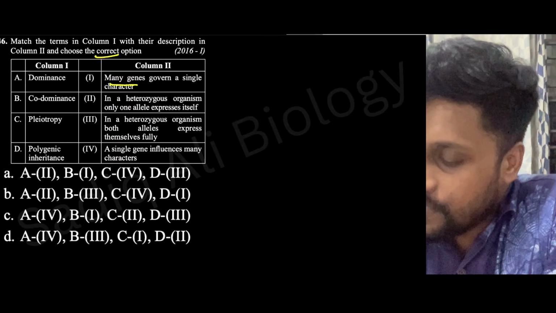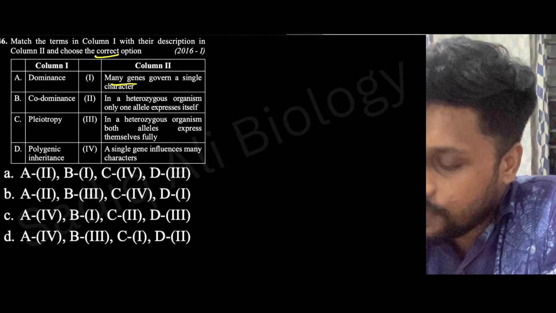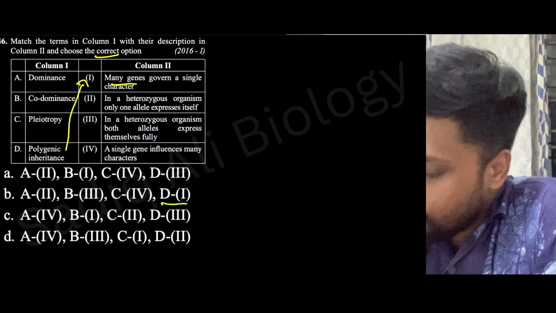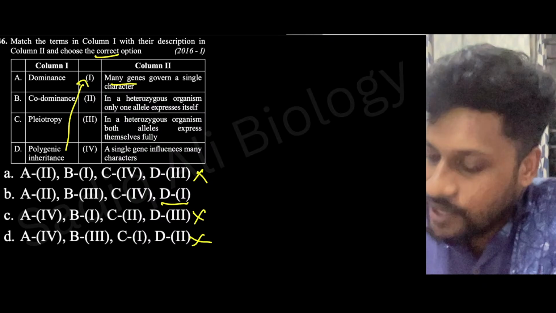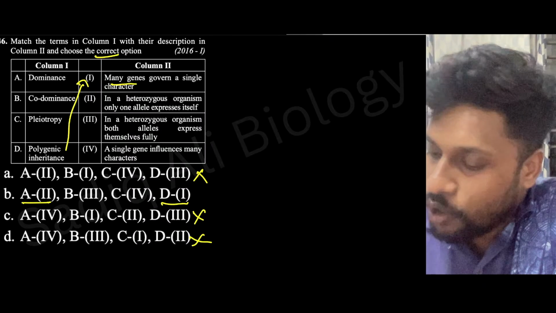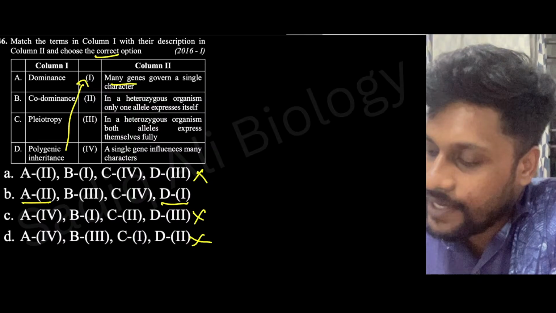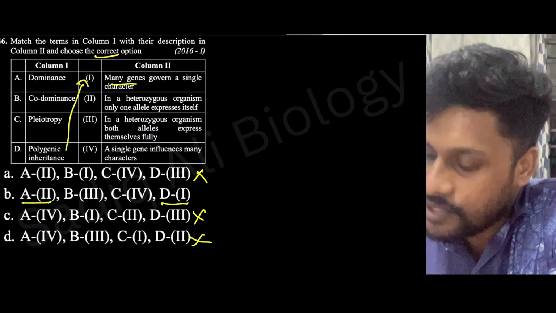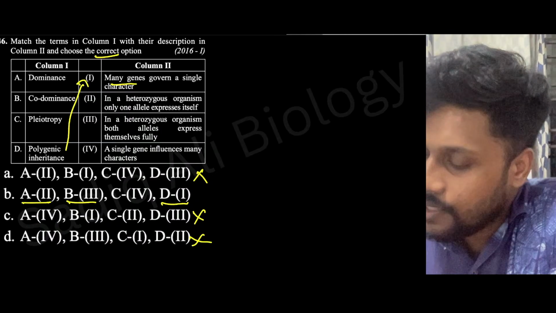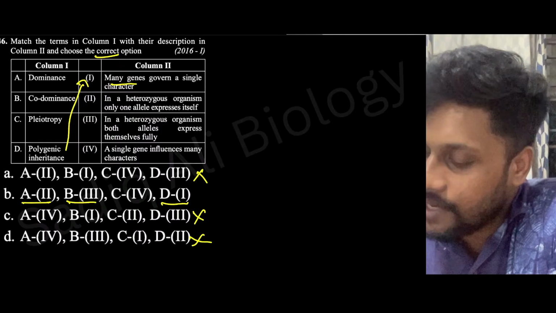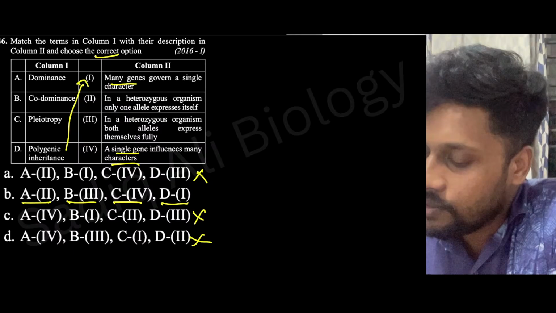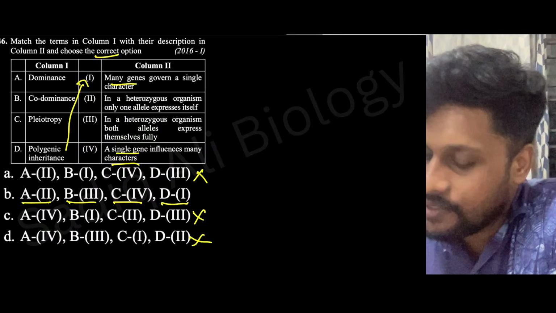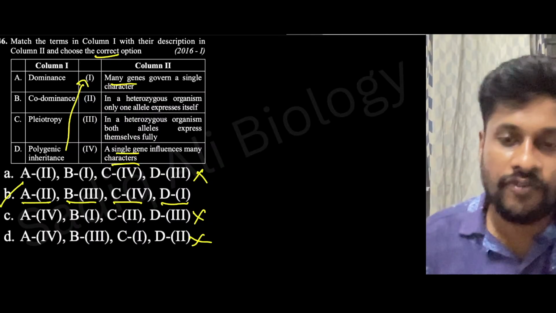Many genes govern a character. Many genes means many polygenes, right? Polygenic inheritance, D1. Yes, we got the answer. We are lucky, right? Now you see A2, dominance. In a heterozygous organism, one allele expresses itself. That is called dominance. B3, codominance. In a heterozygous organism, both alleles are expressing. C4, pleiotropy, a single gene influences many characters. All are correct. Option B is the answer. Very good, guys.